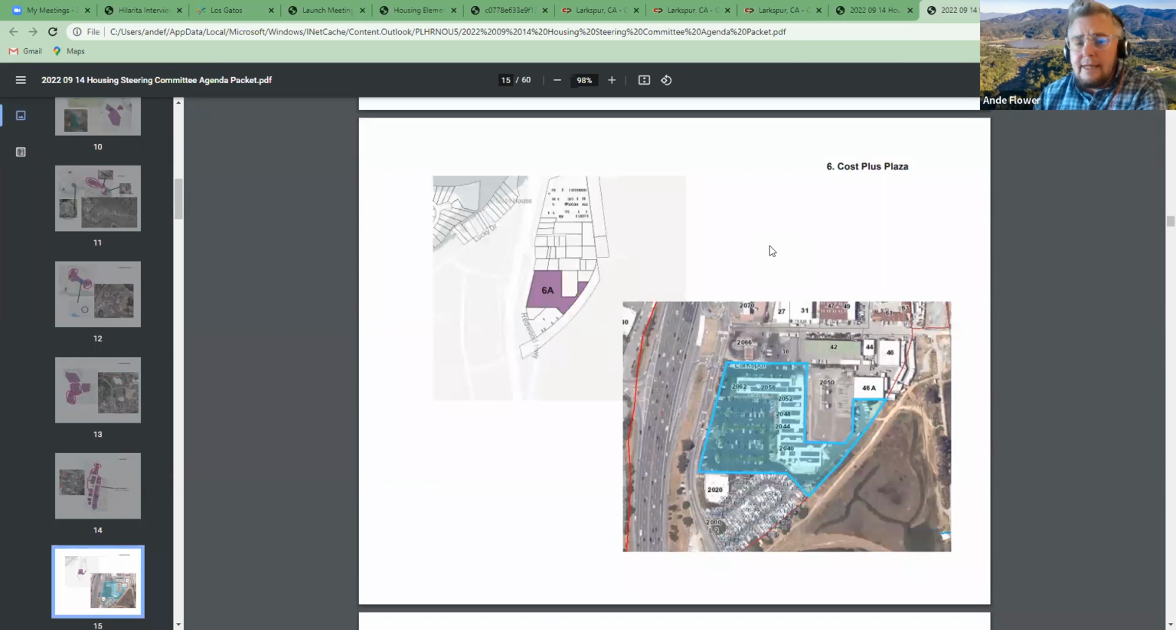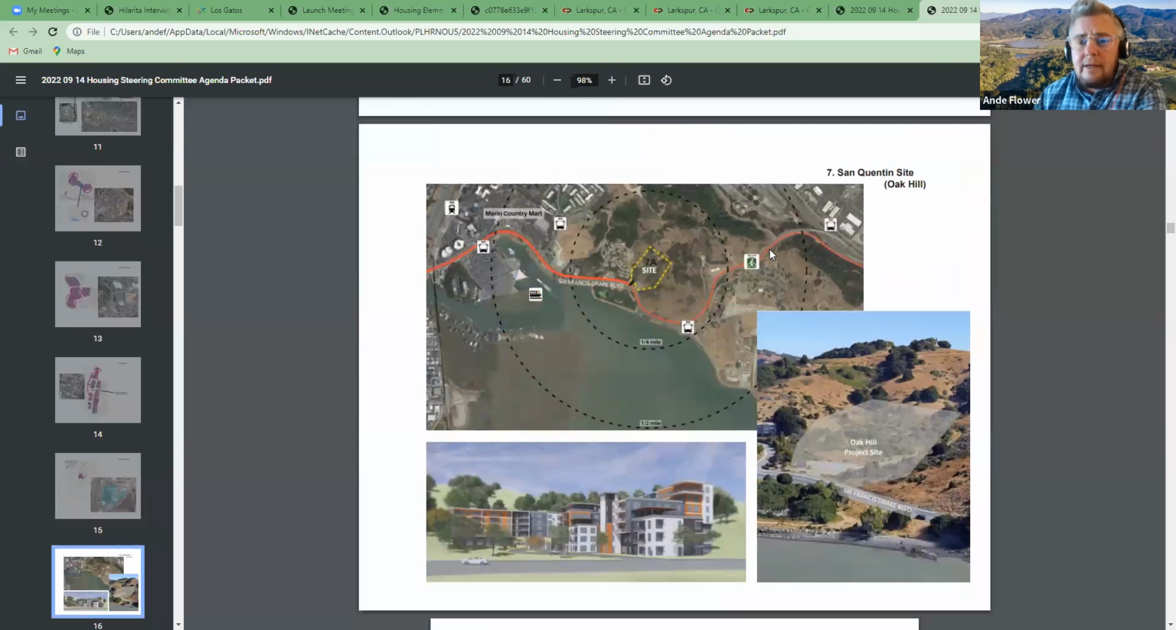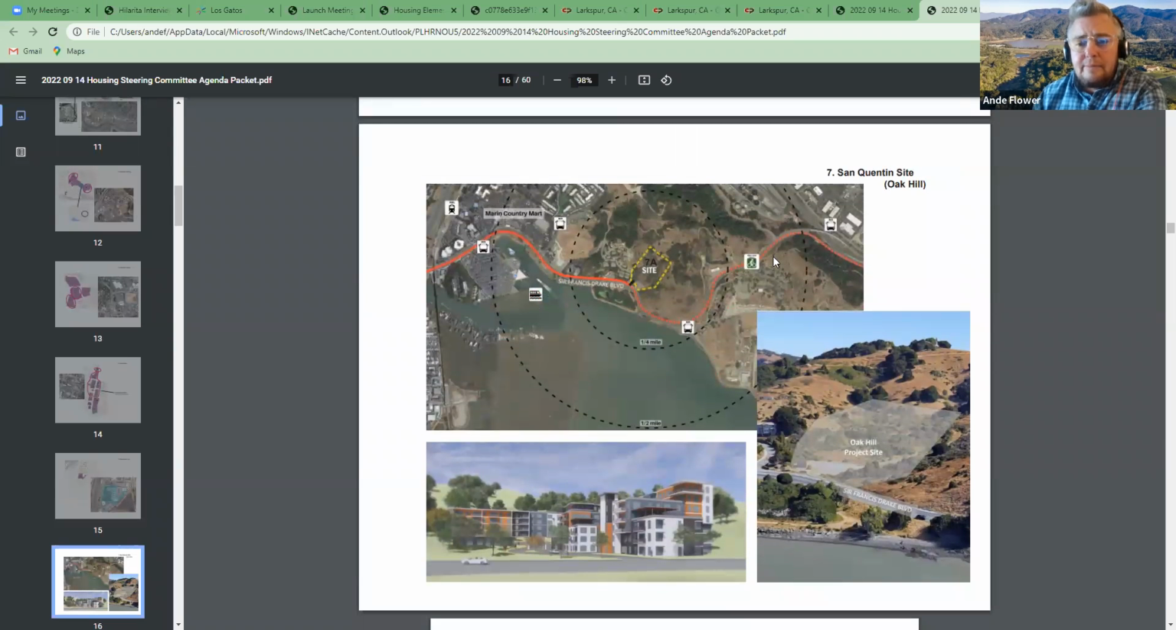Then we have the Cost Plus site. For now, we are including that. We do have property owner interest for that one. And the San Quentin site, which would involve annexation, but that's a very high likelihood.